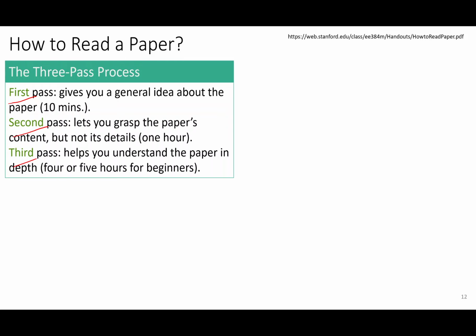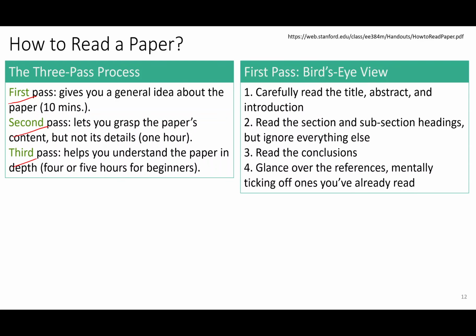And then in the second pass, that lets you grasp the paper's content, but not the very details of the paper. Maybe you can spend about 1 hour for that. And in the third pass, that helps you understand the paper in depth, 4 or 5 hours for beginners. So usually you have to read papers several times to understand, especially when you're reading the first couple of papers. You have to spend a lot of time because there will be a lot of concepts that you do not understand in your field. So there are details which we covered last week.